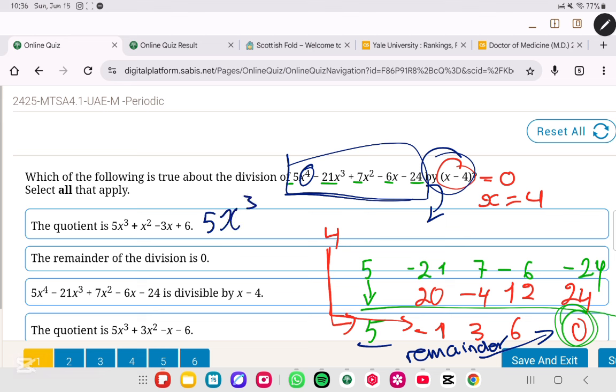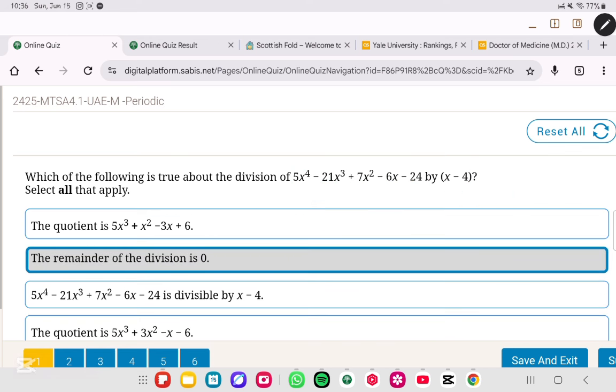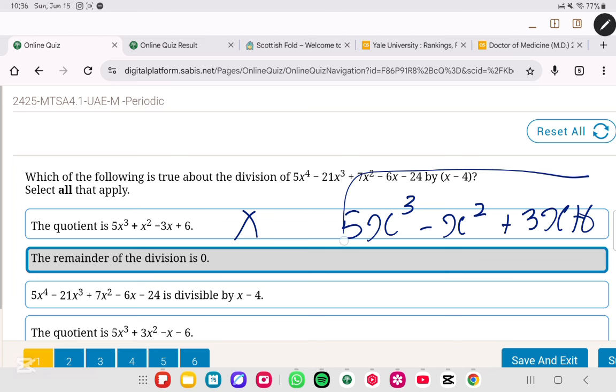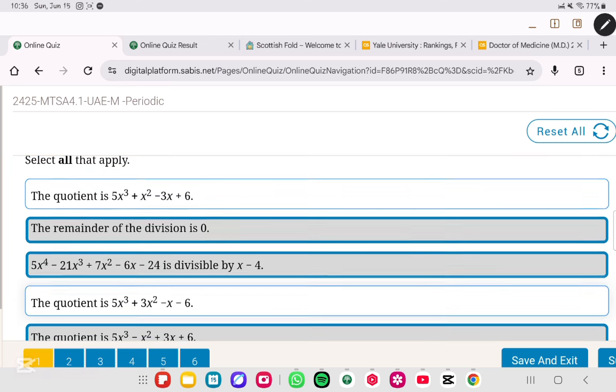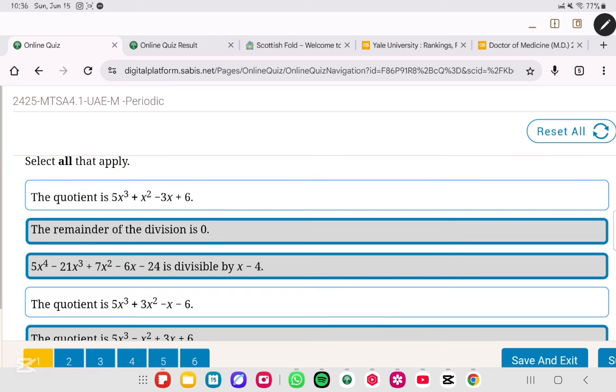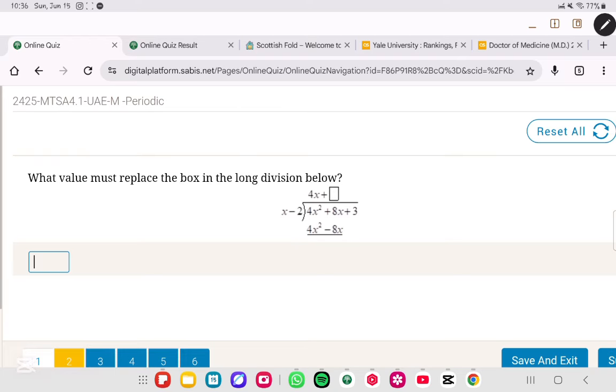What comes after x to the power of 3? It is x to the power of 2. So minus x squared. And then plus 3x plus 6. So this is the new polynomial. So the remainder of the division is 0. The quotient is not this. If you remember, it was 5x cubed minus x squared plus 3x plus 6. This is the quotient. So it's this one. And because our remainder was 0, that means this polynomial is divisible by x minus 4.